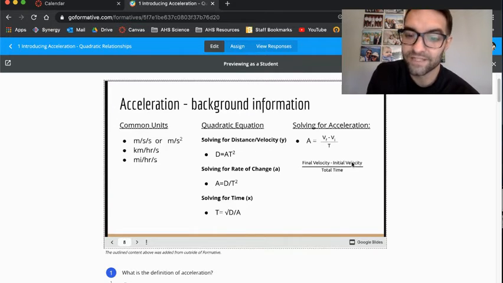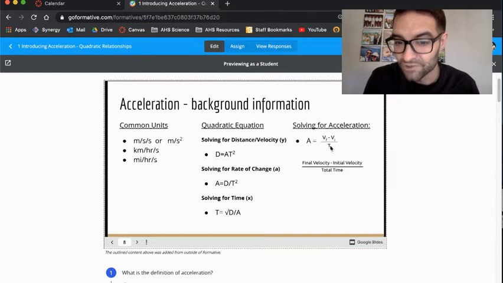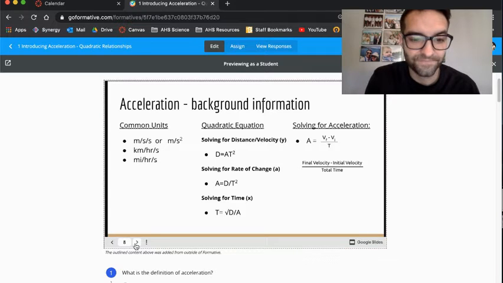If we know the initial velocity, okay, that's going to be VI, and we know the final velocity, right? So how fast was it going when it started? How fast was it going when it ended? And how long did it take? So time. We can also solve for then what was the constant acceleration there.